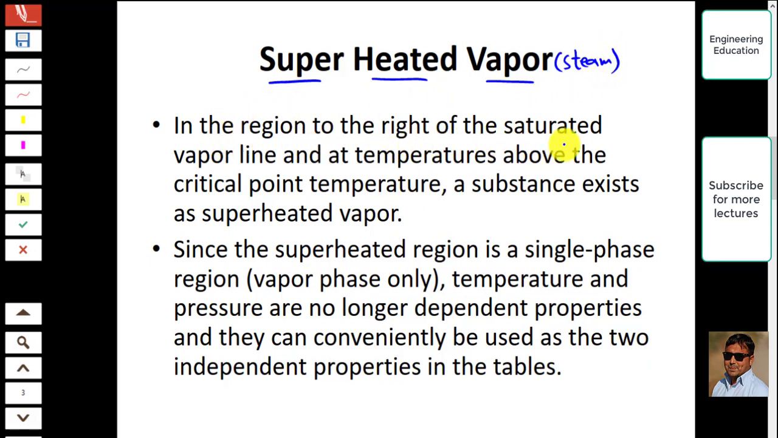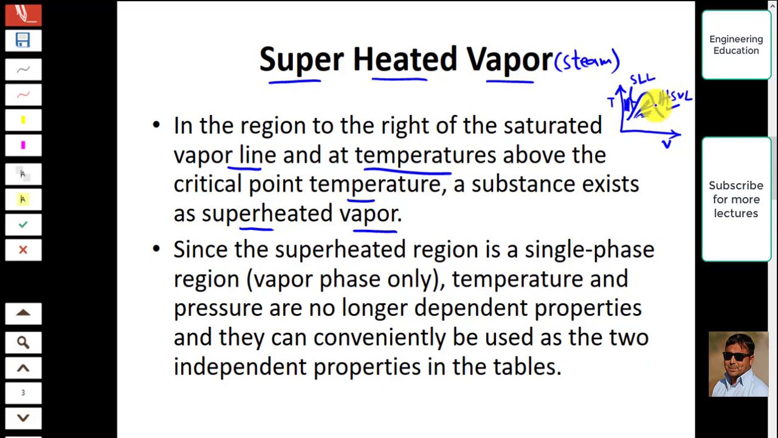So in the region to the right of the saturated vapor line and at temperatures above the critical point temperature, a substance exists as superheated vapor. As we have already discussed, there are three different regions on the TS or TV diagram. This is the dome or the wet loop. This was the saturated liquid line, SLL. And this is the saturated vapor line. So this was the subcooled region or compressed liquid region. This is the wet region and this is the superheated region.